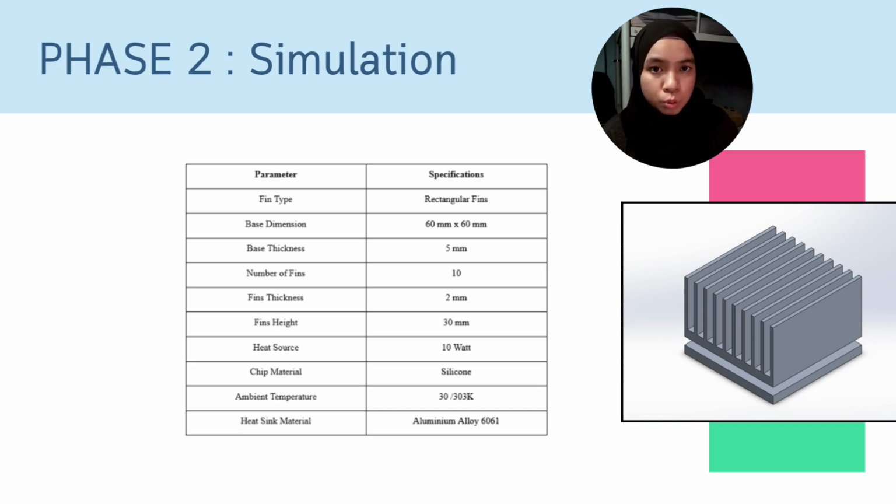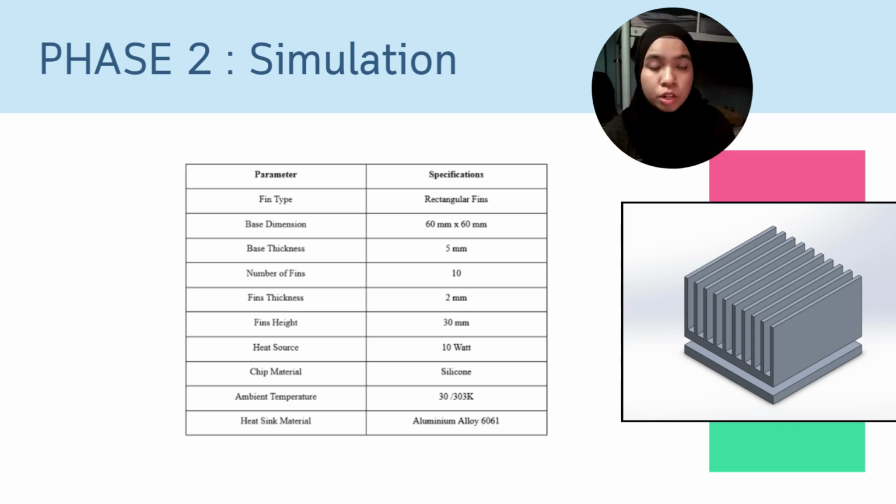Moving on to phase 2, which is the simulation part. For the model setup, a 3D heatsink model was developed in SolidWorks and analyzed using external flow simulation. Air was selected as the working fluid, while gravity was enabled to simulate the natural convection effect. The heatsink material was assigned as aluminum alloy 6061 and a heat source was applied at the chip location to represent the actual operating condition of an electronic component.